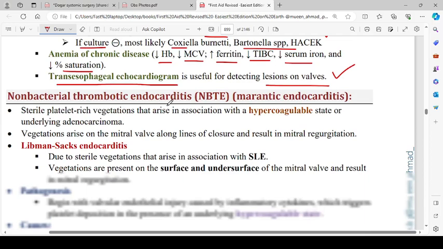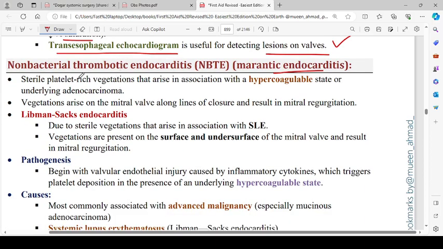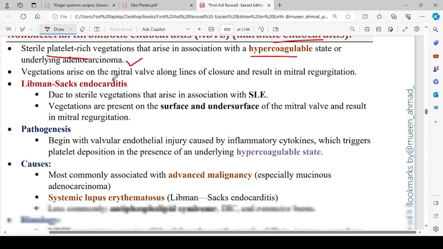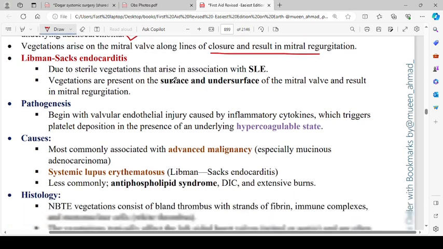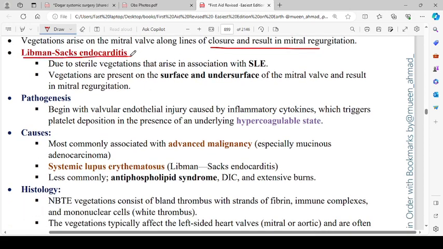Then we have non-bacterial thrombotic endocarditis, NBTE or marantic endocarditis: sterile platelet-rich vegetations that arise in association with a hypercoagulable state or underlying adenocarcinoma. Vegetations arise on the mitral valve along the lines of closure and result in mitral regurgitation. The first one is Libman-Sacks endocarditis, LSE, which is associated with SLE. Due to sterile vegetations that arise in association with SLE, vegetations are present on the surface and undersurface of the mitral valve and result in mitral regurgitation.